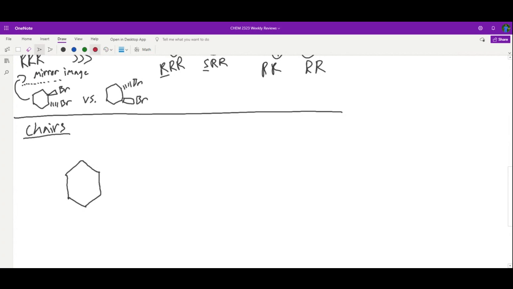You can have a cyclopentane or a cyclobutane, but those are called something else, like half boats and boats, and all sorts of things. So we have 1, 2, 3, 4, 5, 6. And then when we draw our chair, you can draw it in different ways, but this is how I like to draw it. Where I like to keep my carbon 1 there, carbon 2, 3, 4, 5, 6.